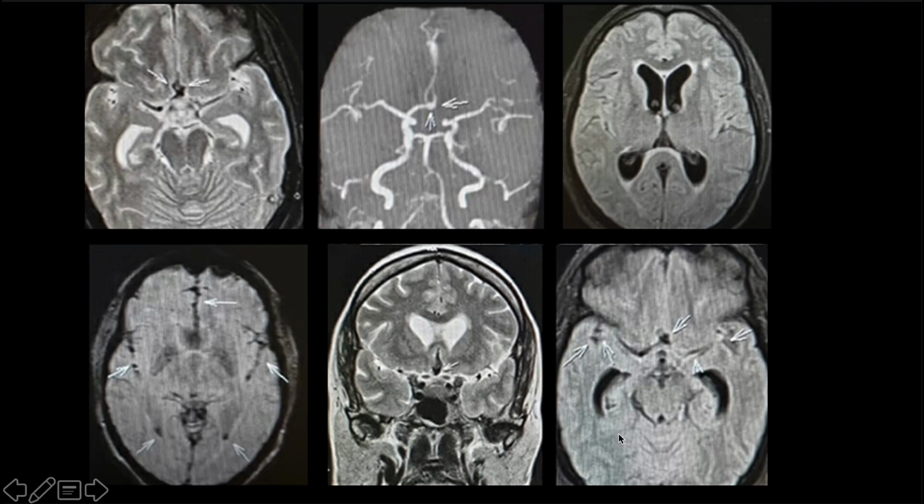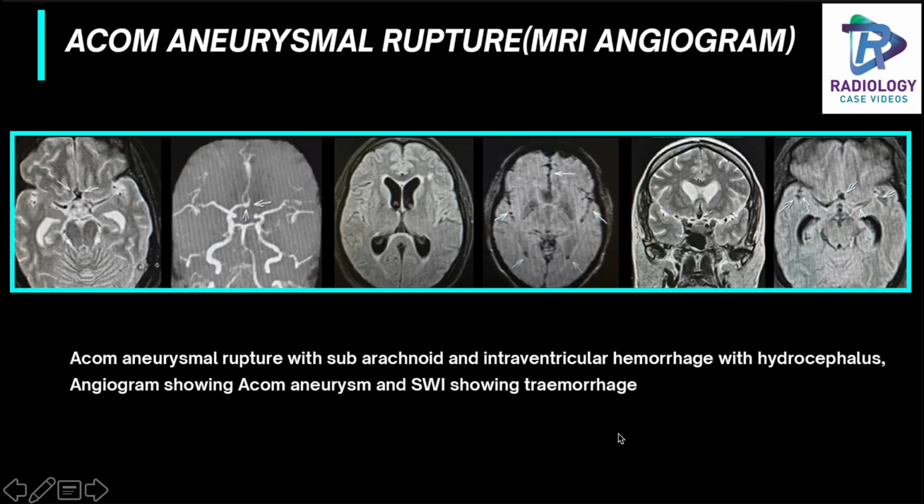So this is a classical case of ACOM aneurysmal rupture which has been identified on MR angiogram. Normally, a CT angiogram or a digital subtraction angiogram is necessary to diagnose a ruptured berry aneurysm or an ACOM aneurysm. However, when aneurysms are large, more than 5 mm, they can be easily picked up on MRI.